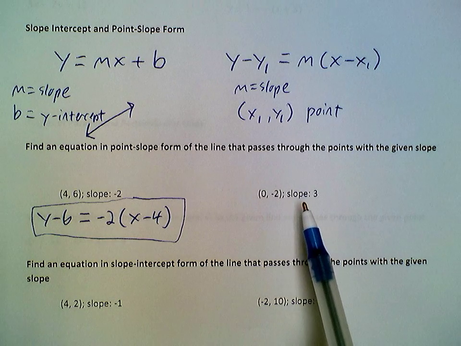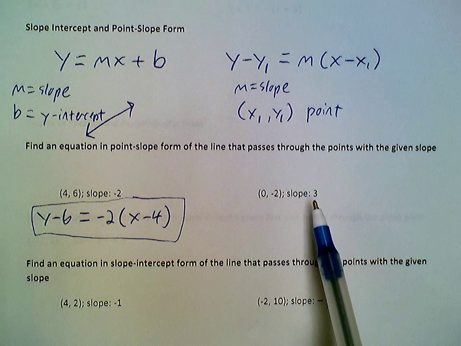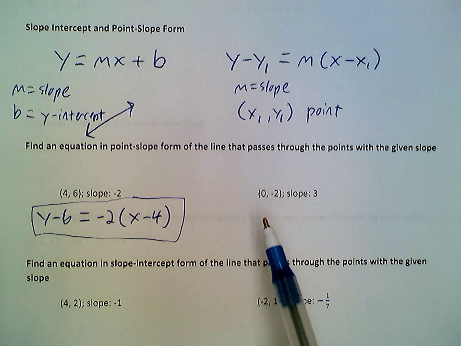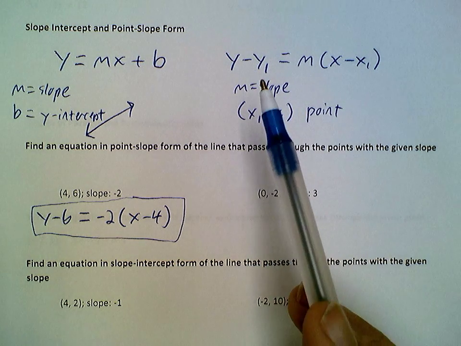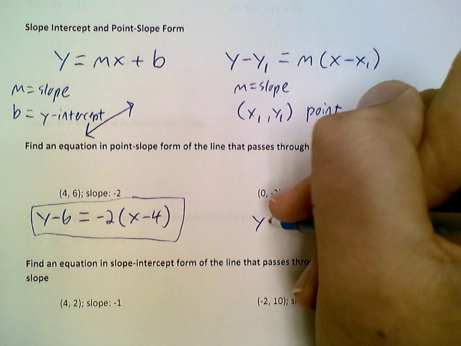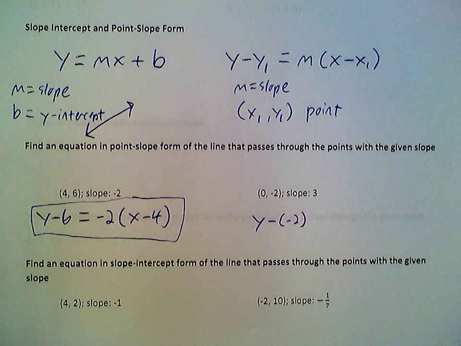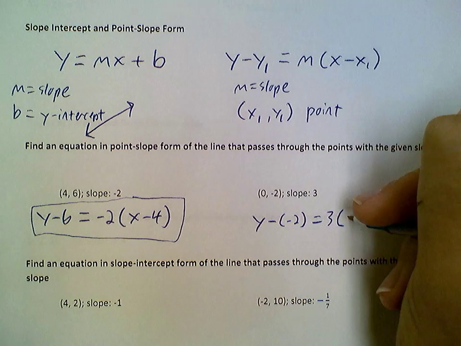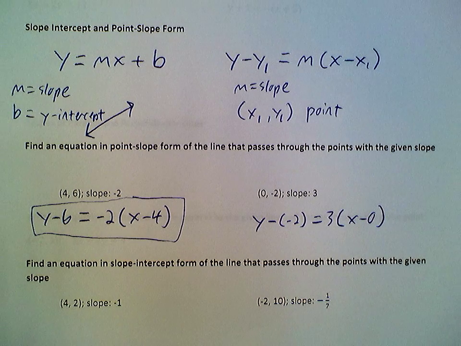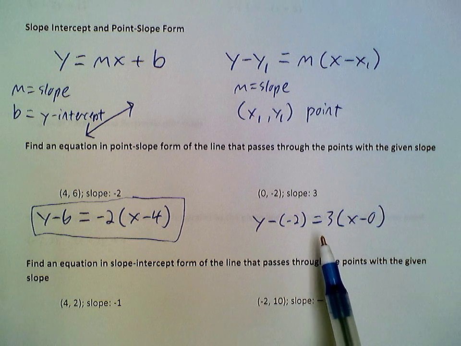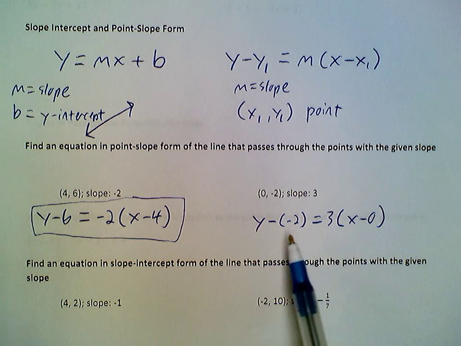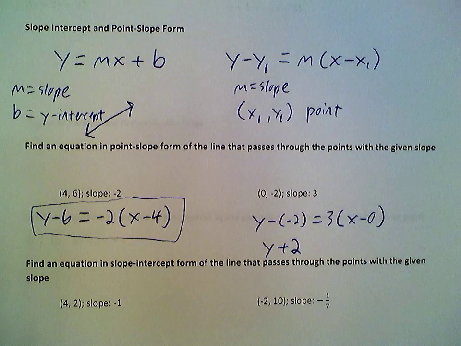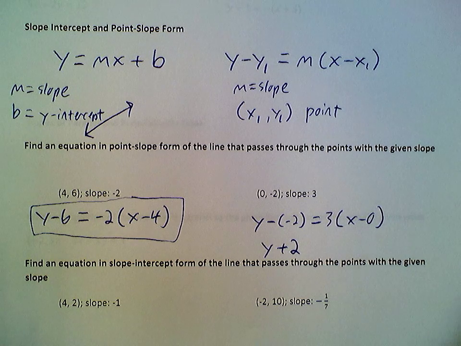All right, over here, I got the point 0, -2 with a slope of 3. Once again, I'm just going to plug these into the right spots. So 0 is my x1, -2 is my y1. So I'm going to do y minus -2 equals m, or 3 in this case, times x minus 0. Now this is technically in point-slope form. You could leave it like this, although this one can be simplified a little bit, because whenever you have minus and negative, it's usually a good idea to change it into plus a positive. So instead of y minus -2, I can put y plus 2.